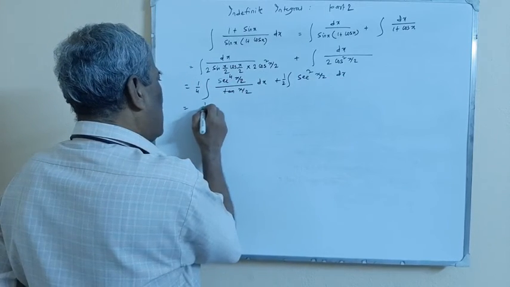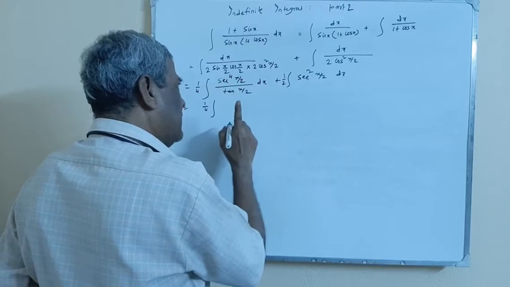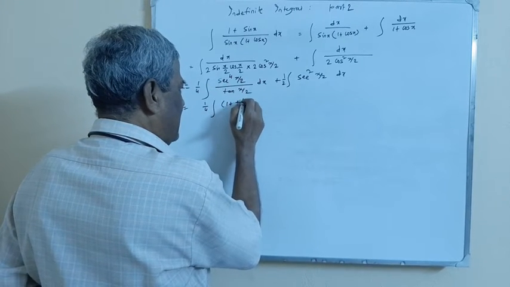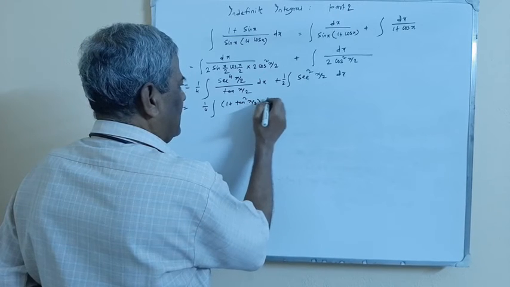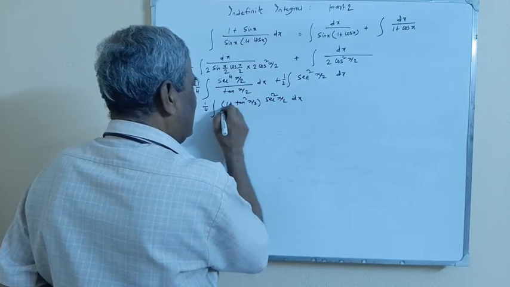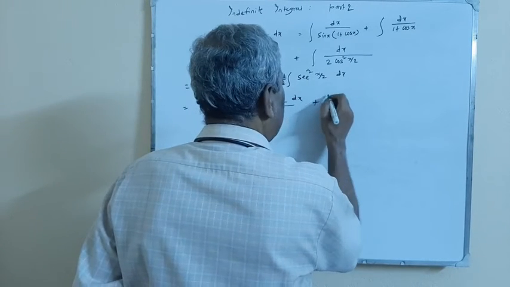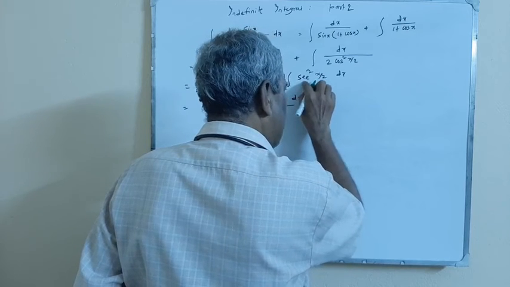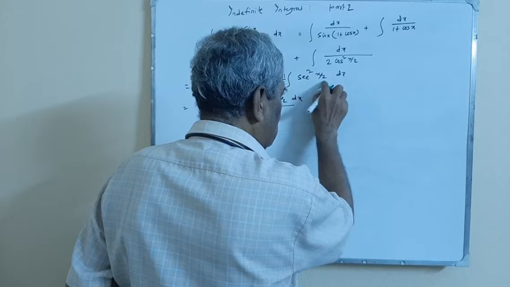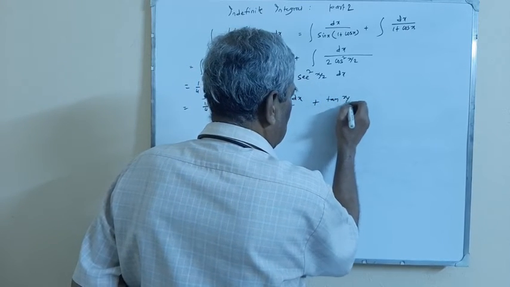Now this is equal to 1 by 4 into sec to the power 4, which means sec square into sec square. Sec square is 1 plus tan square x by 2, sec square x by 2 dx by tan x by 2, plus this. Only sec square x dx is tan x, and with sec square x by 2 here also half, so it is equal to tan x by 2.